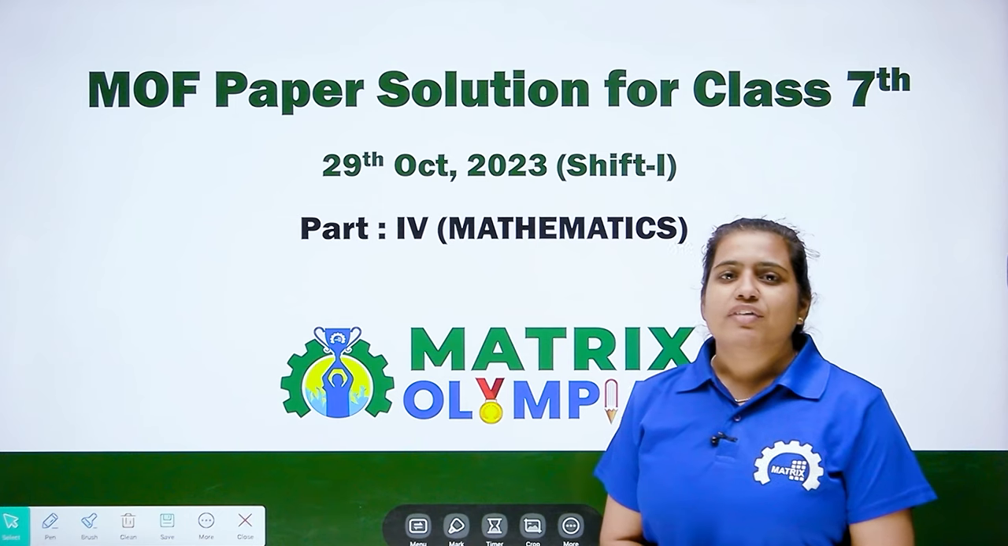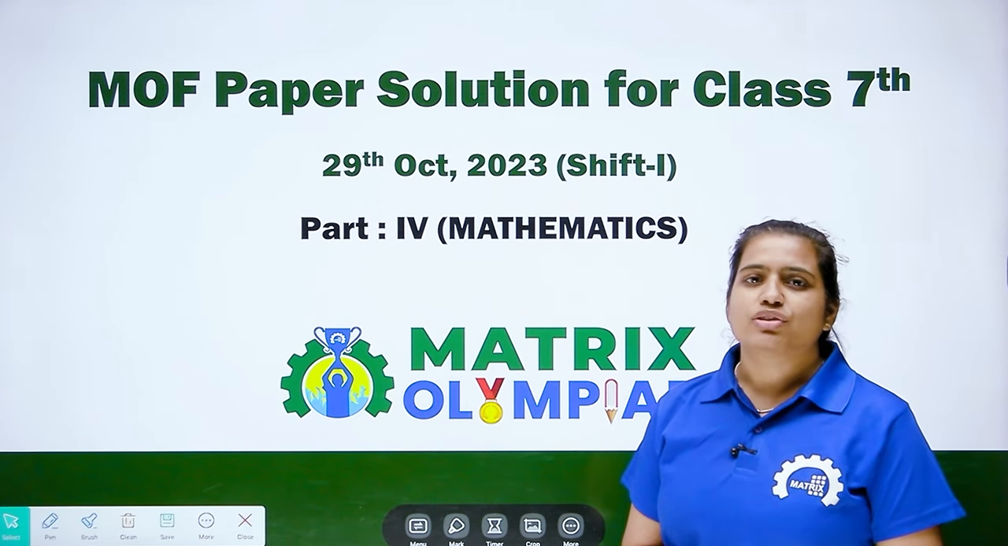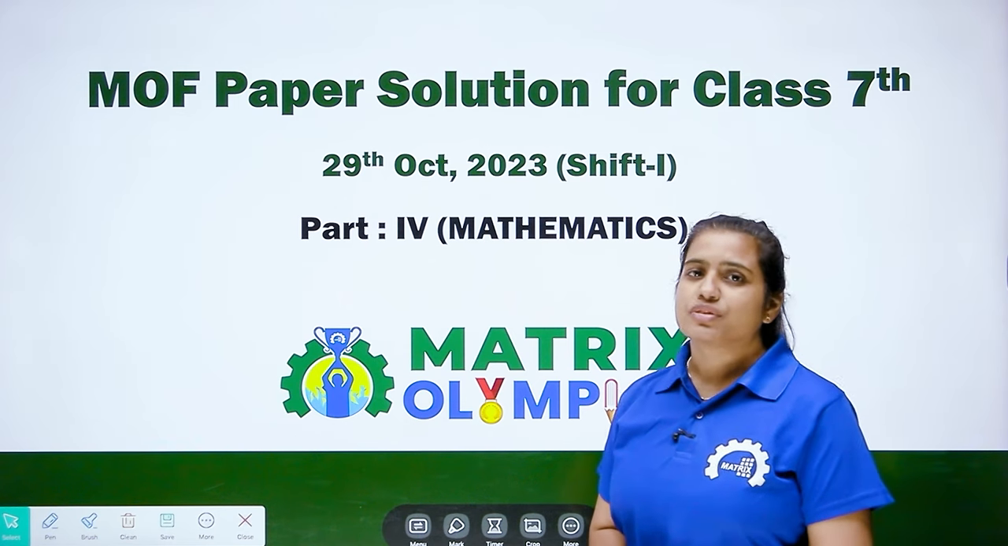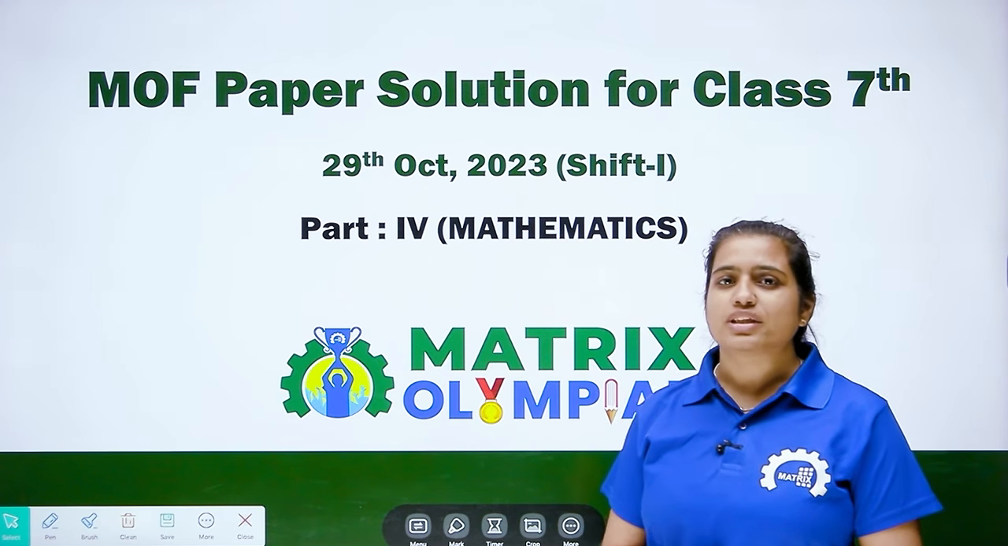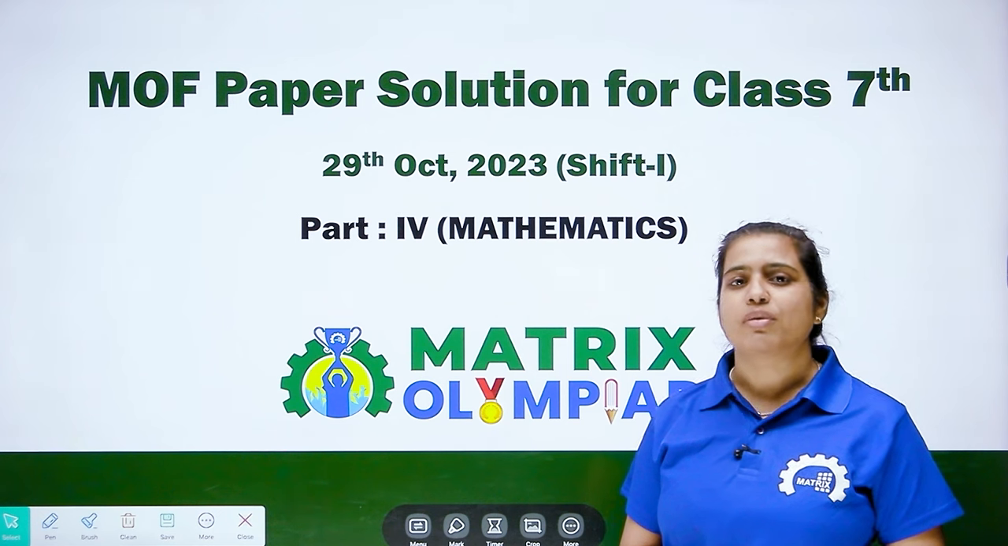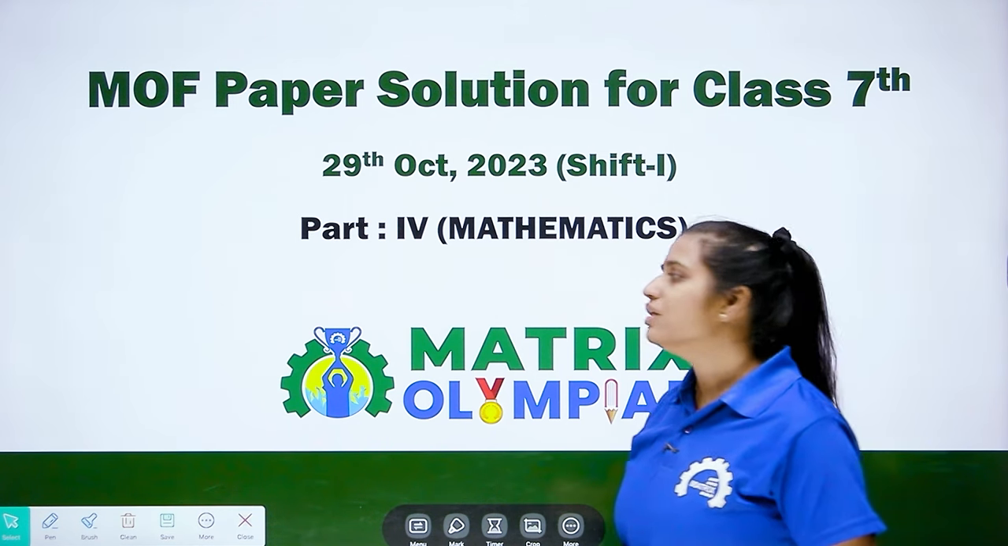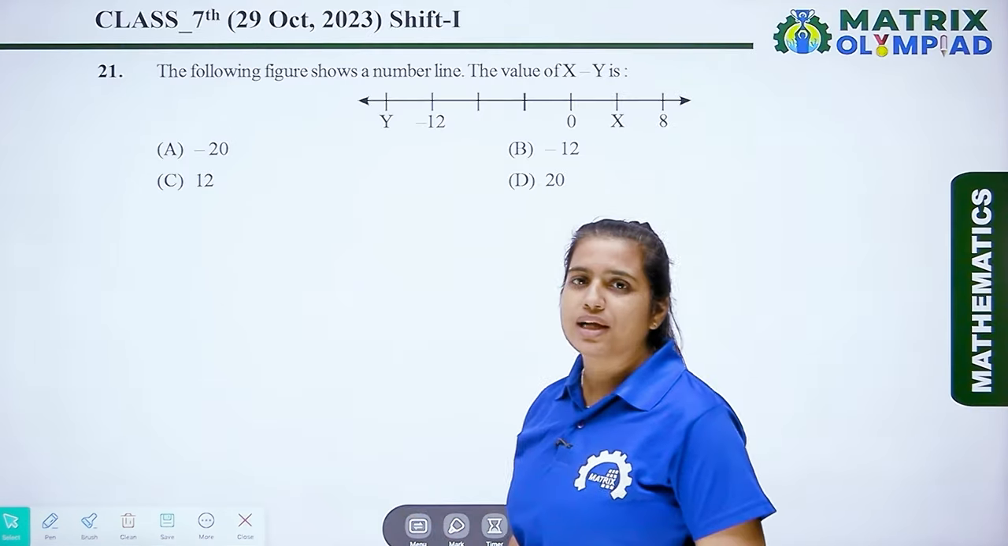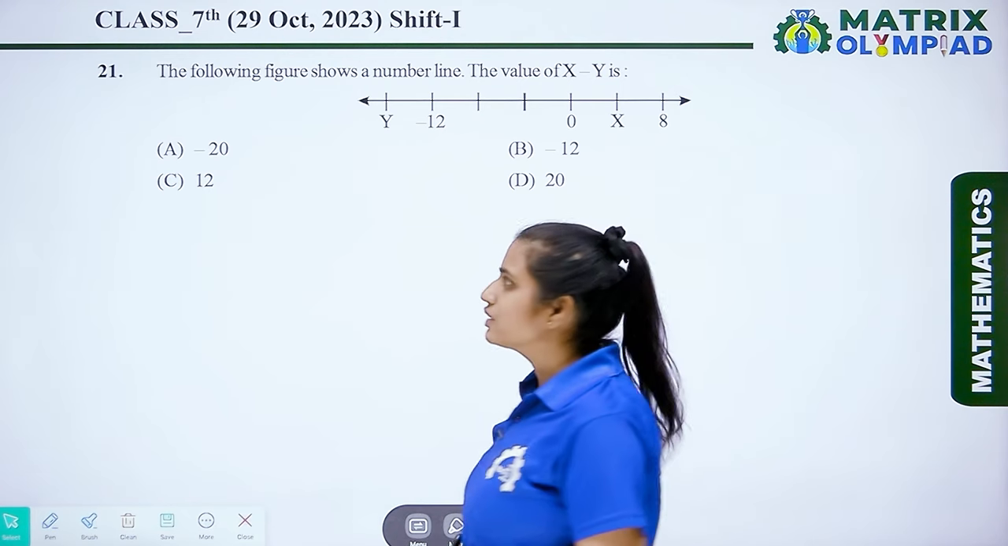Thank you. Hello everyone. Continuing the solutions of the Matrix Olympiad paper for class 7th. Here I am to discuss part 4, that is of mathematics. Let's start the first question of this part, that is question number 21.